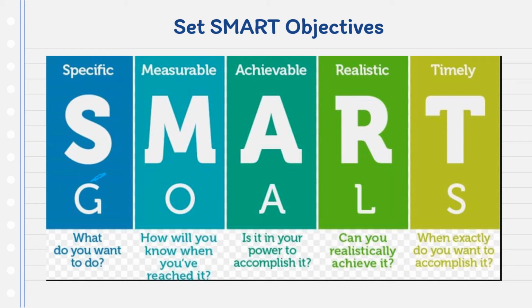Finally, timely. When do you want to achieve it? And usually by default, your objectives are already time-bound because you're expecting students to master this by the end of the session. Now, sometimes if you're teaching something over a number of sessions or a number of weeks, then you can say by the end of this week, students will be able to, by the end of this month, students will be able to, by the end of this session, and so on.